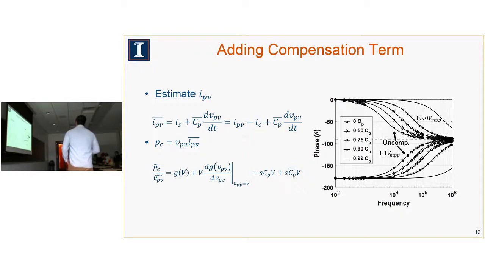at, say, 100 kilohertz, you go from this line here to this line when you're on the left side of the maximum power point, and you add about 30 degrees of phase when you're on the right.